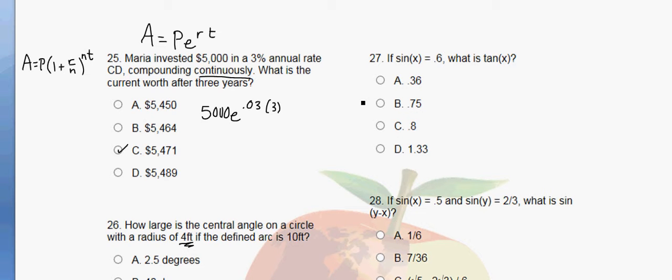Okay, if sine of x is equal to 0.6, what is tangent of x? Okay, I like this problem because it really just makes sure you understand the basic definitions of your trig functions.